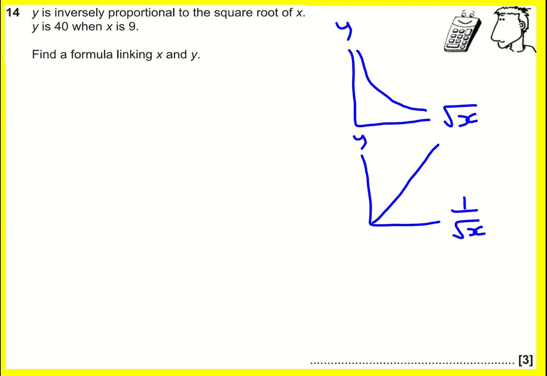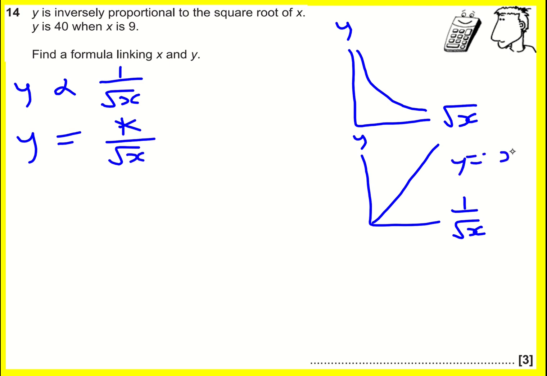And that means that we can write down that y is proportional to 1 over the square root of x. That's another way of saying it's inversely proportional. And so y equals k over root x. The reason for that is that we have y equals mx plus c, but c is equal to 0 because it goes through the origin. And in this case, x is actually 1 over root x, so we get this.